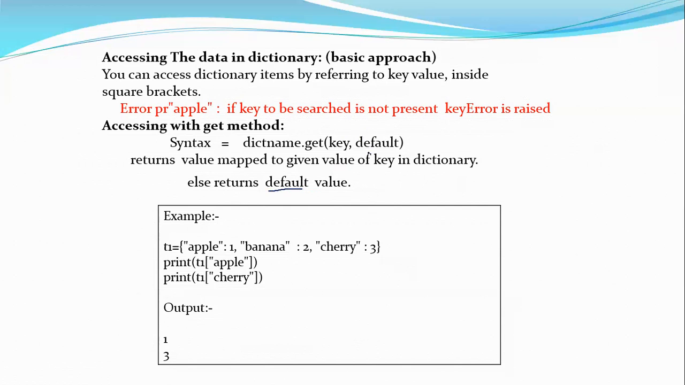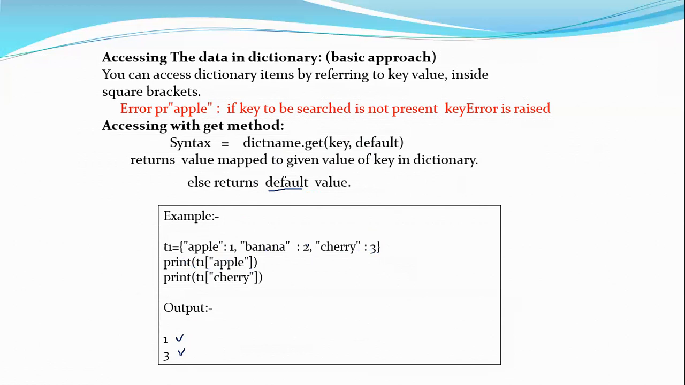I can say dictionary name dot get of cherry comma 6. I know that cherry is present in the dictionary, so it will give me 3. If cherry were not present, it would give me 6, because the searched key is not present in the dictionary. If I say T1 of apple, I get 1, and T1 of cherry gives 3. I can also use the get method like T1 dot get of banana comma 7. Since banana is present, I get 2.